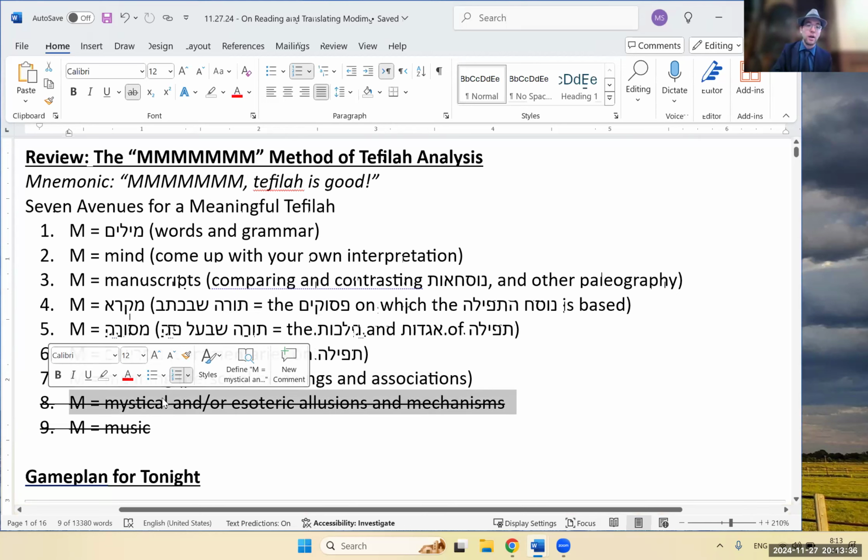Okay, now what do you do next? Yes, this is the machlokes. This is the one I was thinking of. So what's the machlokes here? Either period here, or period there. So one approach is to do a period here, and I'm going to start with this one because this is the most common way that people say it. And then atah hu l'dor vador.